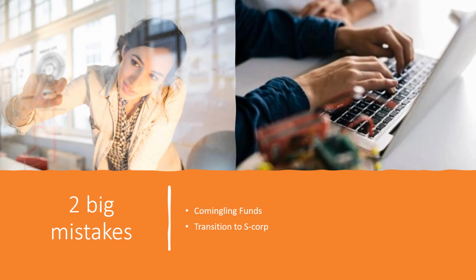So I'm going to jump on my soapbox here for a minute to discuss two big mistakes that small businesses make. The number one mistake that small businesses make is commingling funds between their personal and business account. This means paying for personal expenses out of your business account. This is a huge no-no.